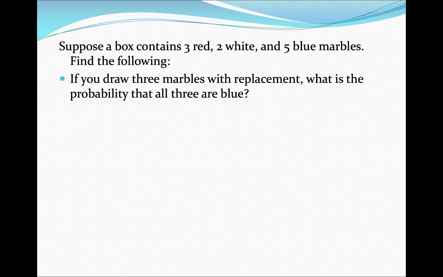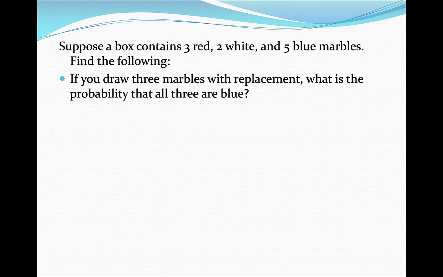Basically what you do with the multiplication rule is you take the operations individually. I'm drawing the first marble. What's the probability that it's blue? Well, we know there's 5 blue marbles and 10 total marbles, so the probability the first marble is blue is 5 over 10. And then what about the second marble? Here we're replacing the marble once we draw it, so the probability the second marble is blue is also 5 over 10. And since we're replacing it, the probability the third marble is blue is also 5 over 10.